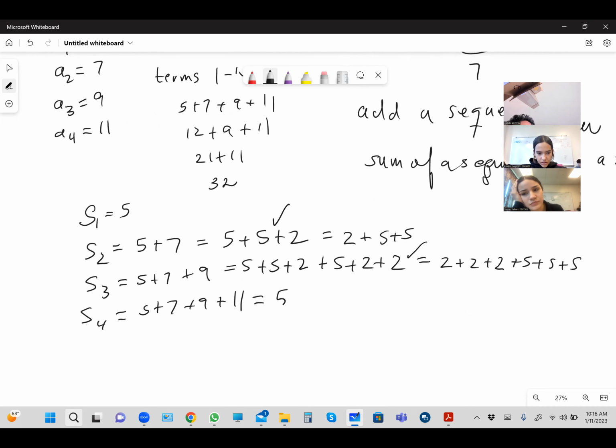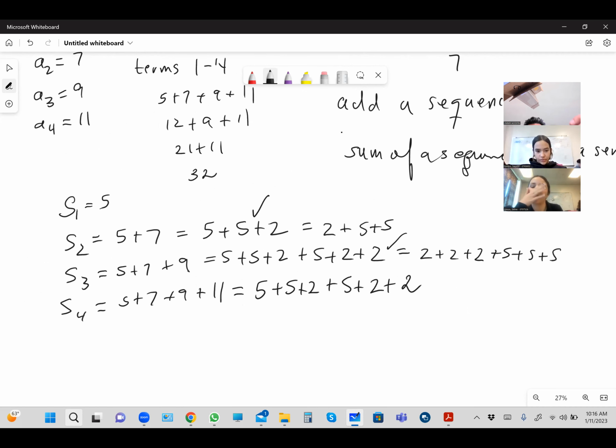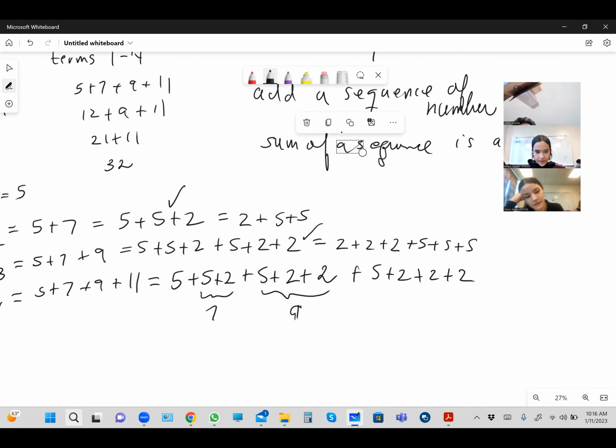We got 5, then we got 5 plus 2, then we have 5 plus 2 plus 2, and then that's 7, 9. Okay, so this takes care of 7. This takes care of 9. So now we have to take care of 11. That's 5 plus 2 plus 2 plus 2. Correct? This takes care of 11.